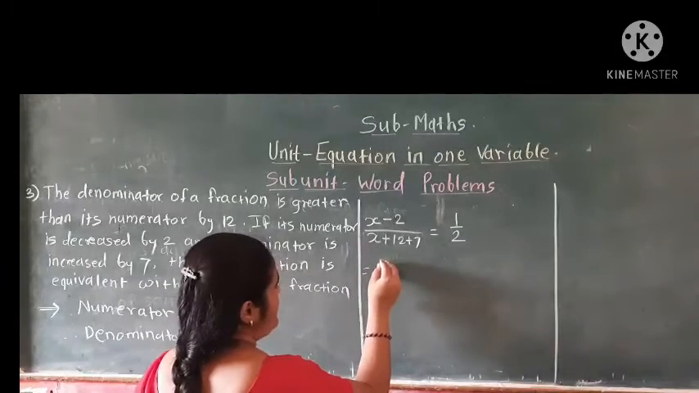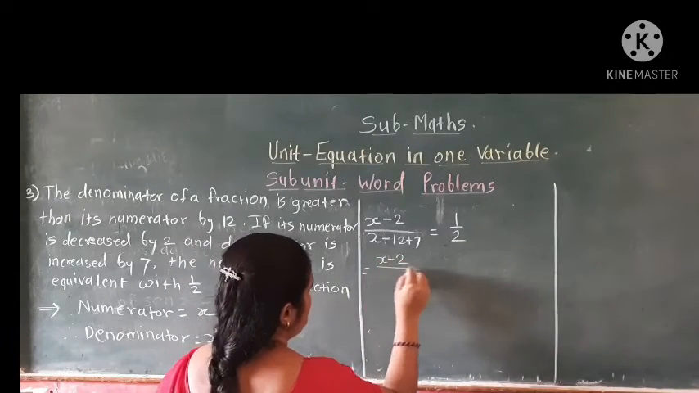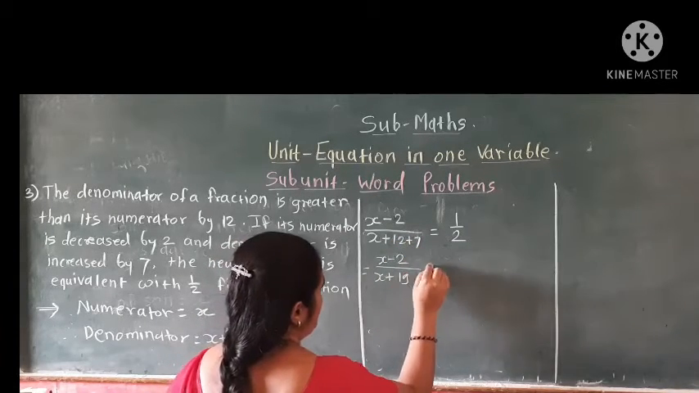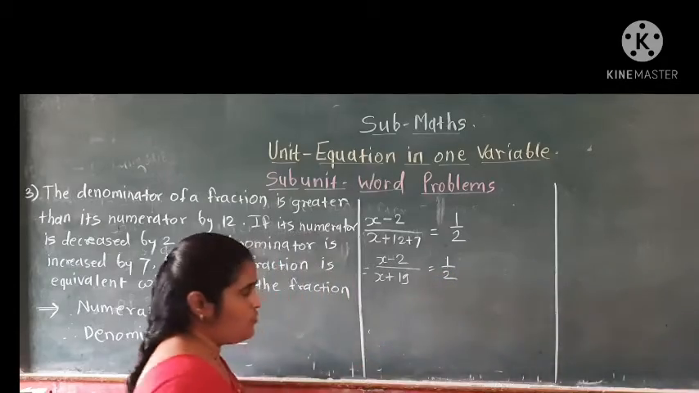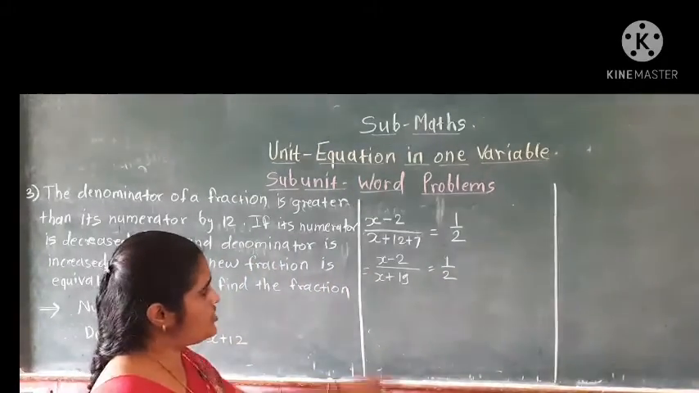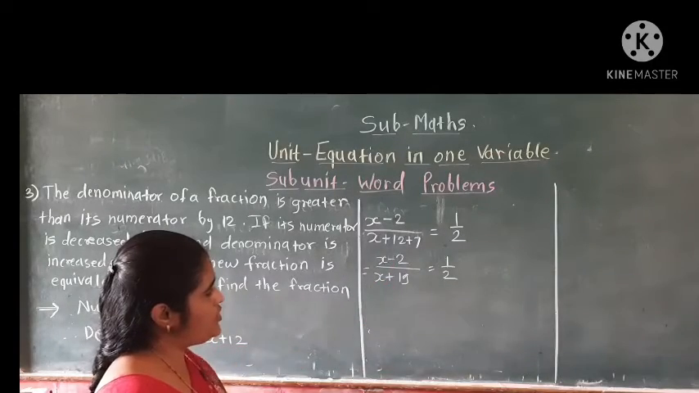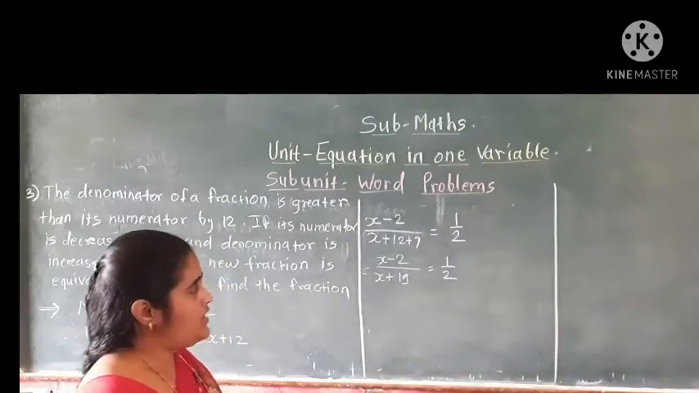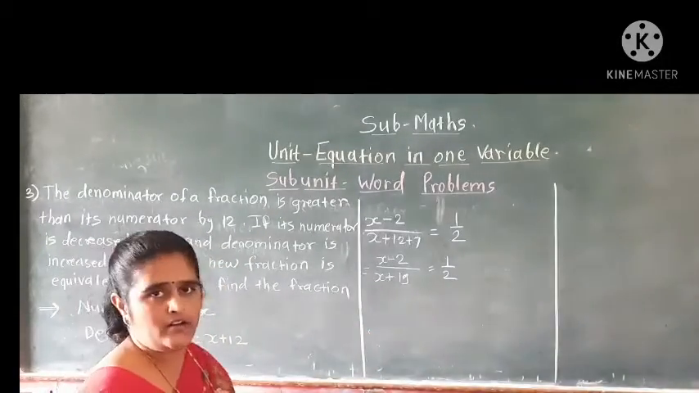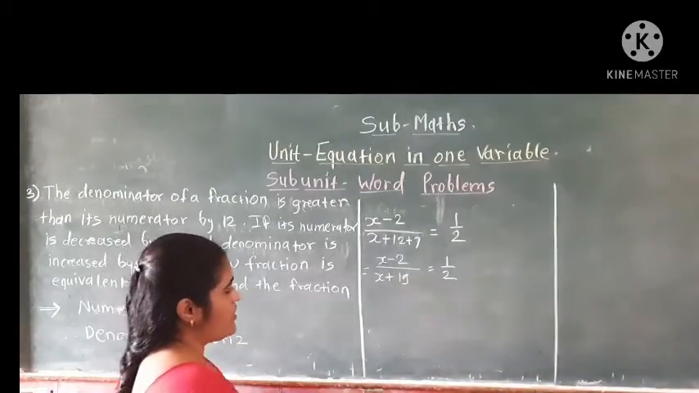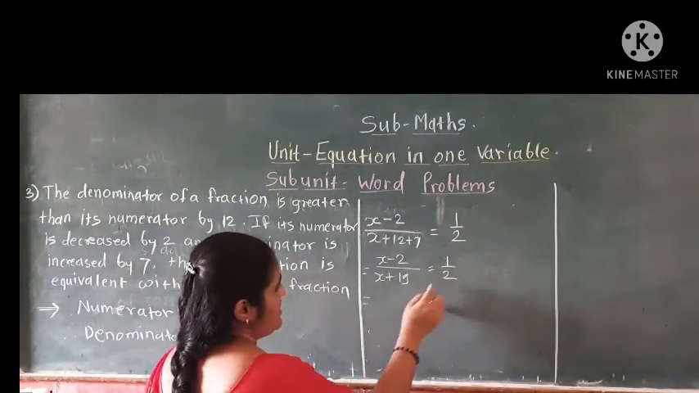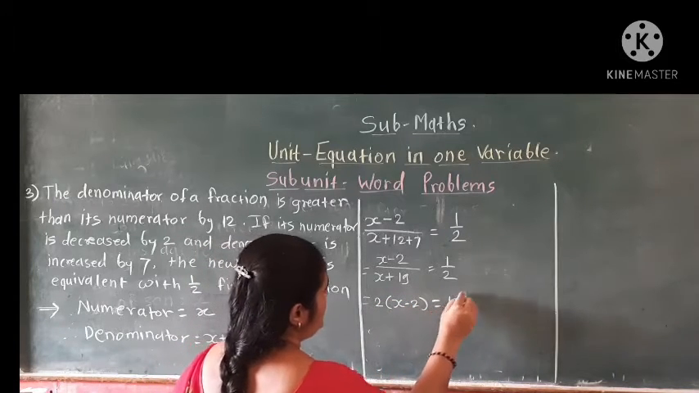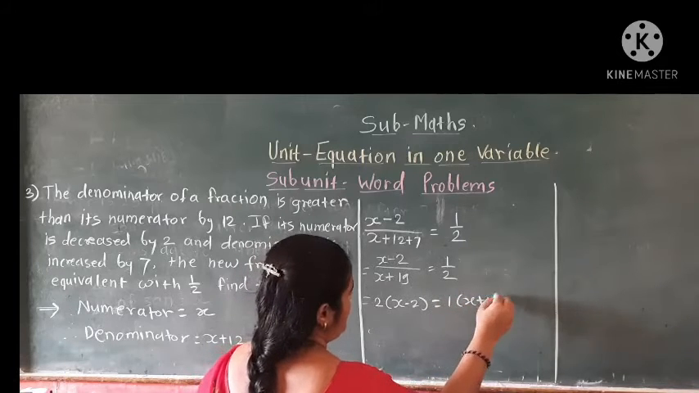Then what will be our final equation? x minus 2 divided by x plus 12 plus 7, that is x plus 19, is equal to 1 by 2. Here we have to solve this equation and find the value of x. Here cross multiplication takes place: 2 into bracket x minus 2 is equal to 1 into bracket x plus 19.